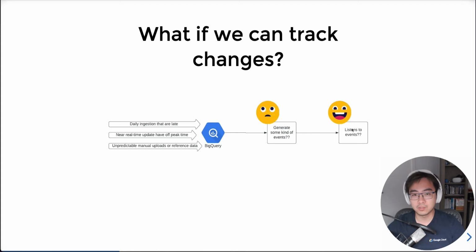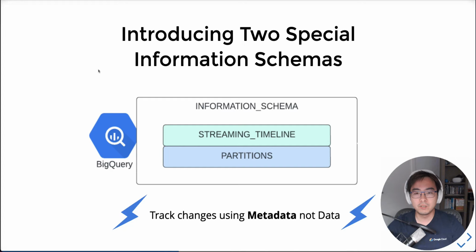There are two very specific information schemas. In one of the previous sessions, I already talked about the information schema tables created for BigQuery, which have a lot of useful information tracked as metadata, right? There are two very specific ones that I found seem very useful for our use case. One is the streaming timelines. The other one is partitions. Let's have a look at what they actually do.